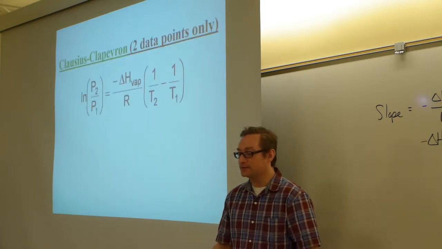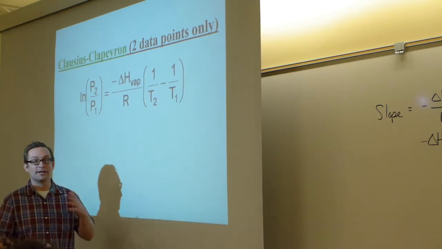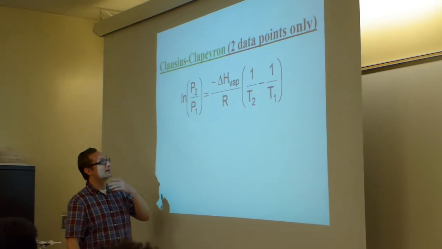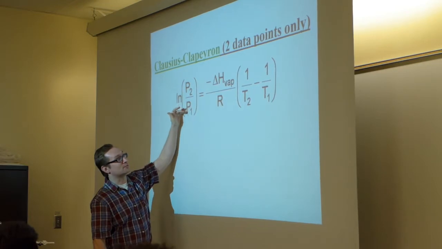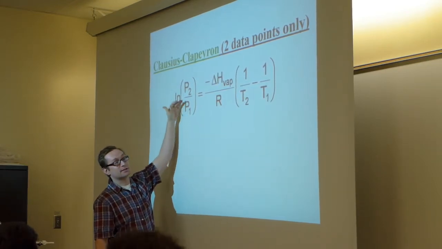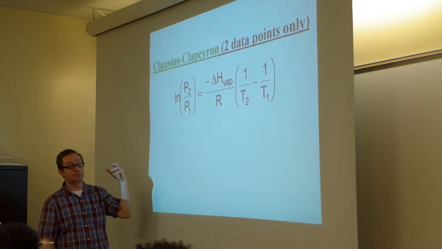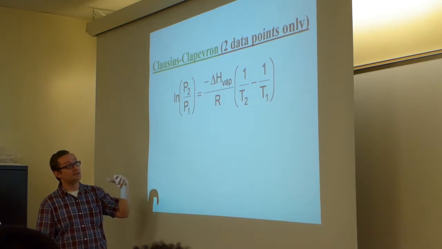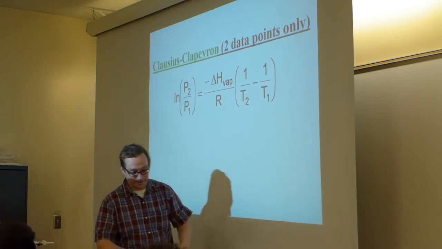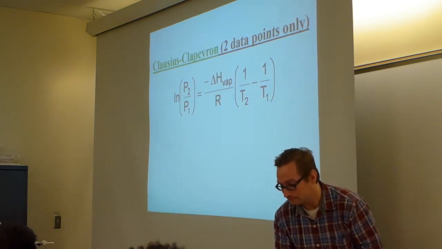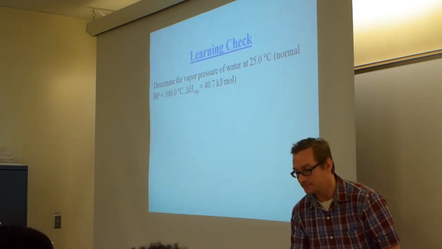Okay, so what if we only had 2 data points? So this is the Clausius Clapeyron equation for a 2-point graph. So it's basically pressure 2 divided by pressure 1. One of these 2 pressures is going to be given to you. If you know what the vapor pressure is at a given temperature, but then you want to know what the vapor pressure is going to be at another temperature, you plug this in here. Okay, so this is less precise than graph data, but it's still a good estimate.